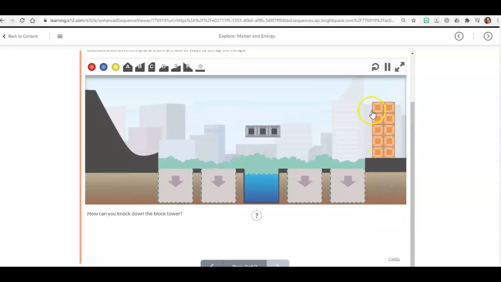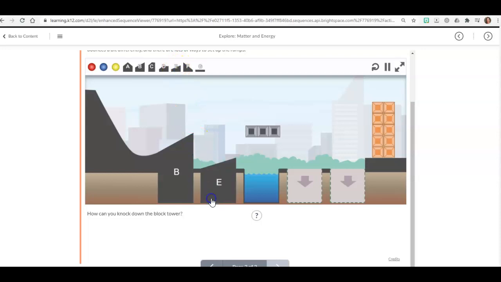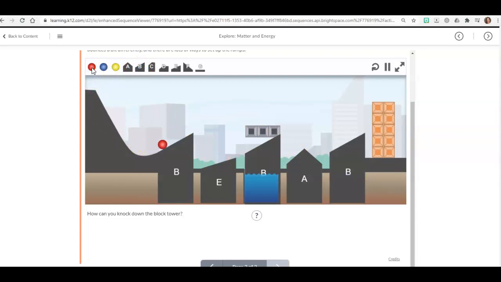And so your goal is to knock down the block tower. So you're asked to just move some of these in. You want to keep the ball bouncing. So really, let's see if we can do something here. And then we just test the ball. So that's not a good fit because it hits this. So we need to maybe put something else here so that it could go over. Let's see if we can try it again.